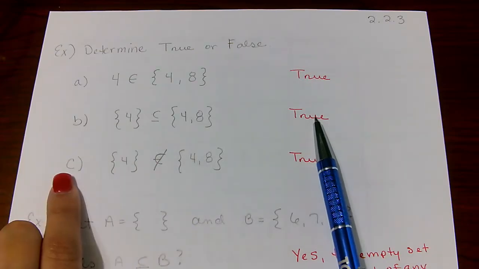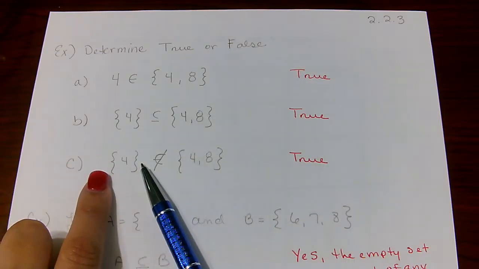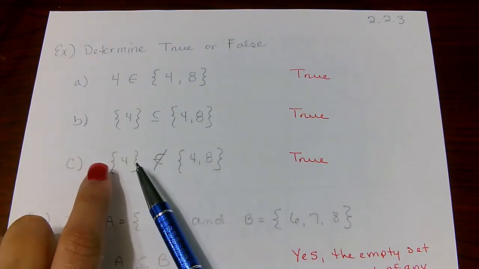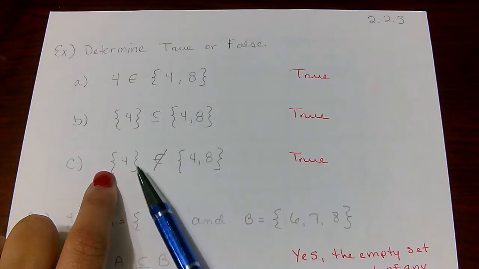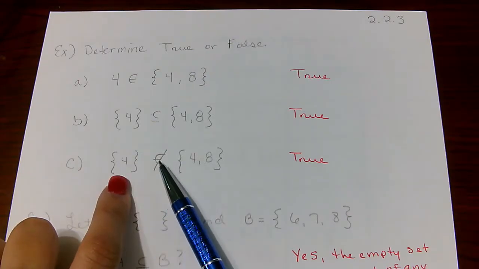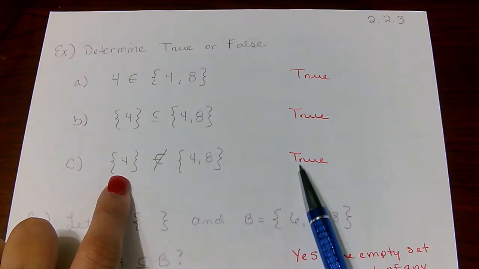C, this set is not an element in this set. Remember, when it has the braces, it is referring to this as a set, not as an element. So this is actually true.